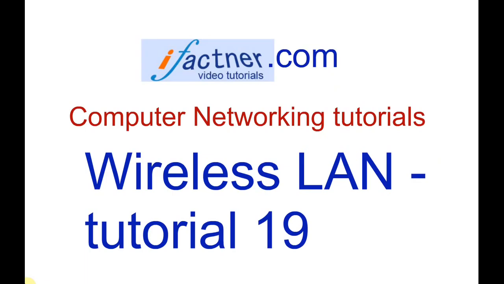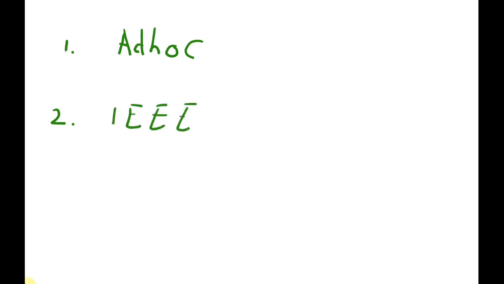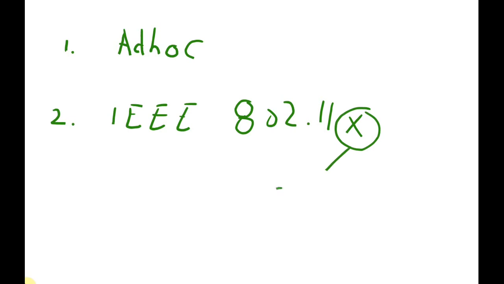What's up, guys? Welcome to your 19th computer networking tutorial, and today we are going to discuss wireless LAN, wireless local area networks. So guys, we will be discussing two kinds of local area networks. In the first place, we will be discussing ad hoc networks. How can we establish ad hoc networks? And in the second place, we will be discussing IEEE 802.11x standard based networks. And here X stands for A, B, G, and N.